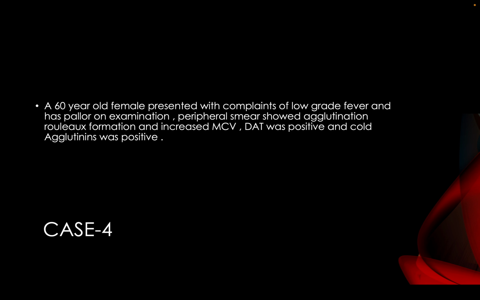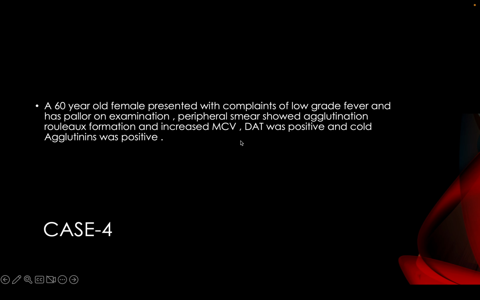Why? Because cold agglutinins are formed by IgM. IgM is a very big antibody that can cause binding of RBCs, bringing RBCs together and causing agglutination. That is why in the peripheral smear of cold autoimmune hemolytic anemia you classically find agglutination and rouleaux formation, because IgM binds 5-6 RBCs and brings them together. Also, because the RBCs are clumped together, it can cause a false elevation of MCV. So increased MCV you will also find.